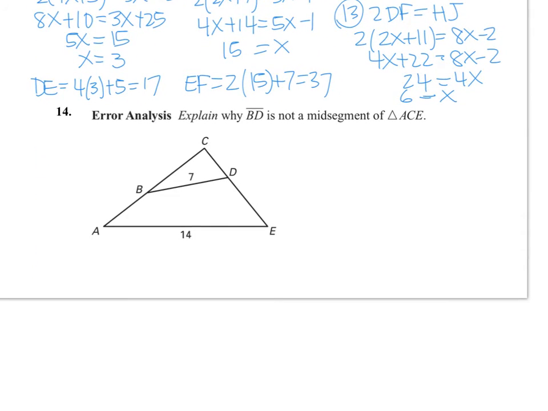Okay, explain why BD is not a midsegment. Well, the first thing we need to know is that BD must be parallel to AE. And there's no indication of parallel.